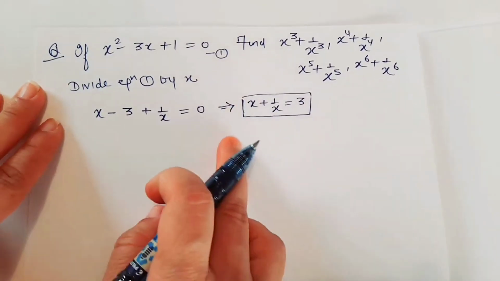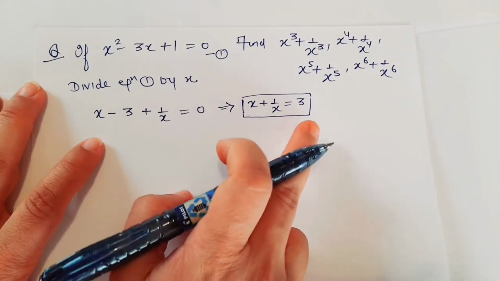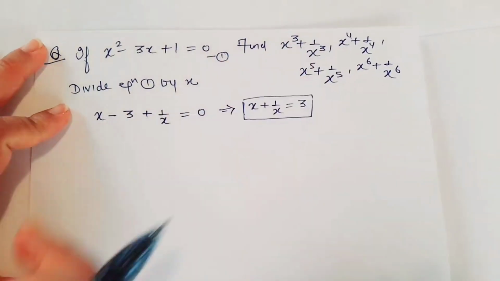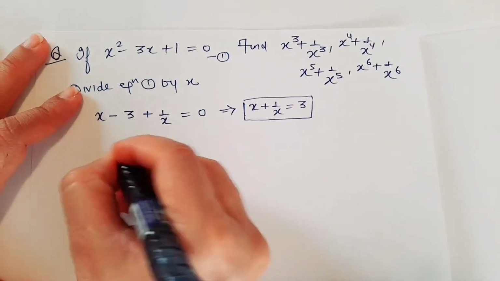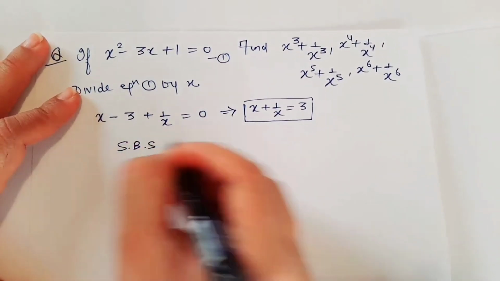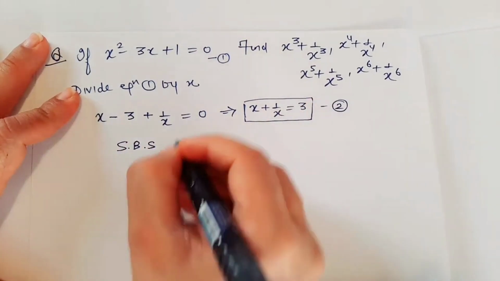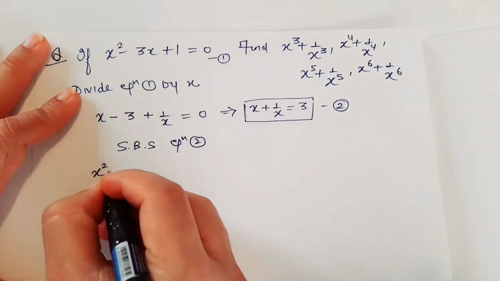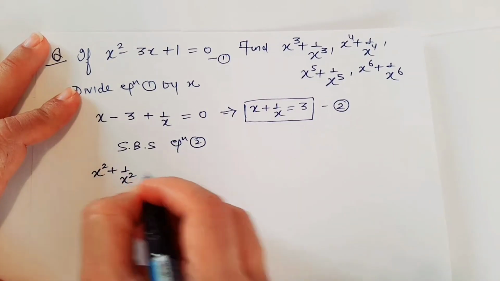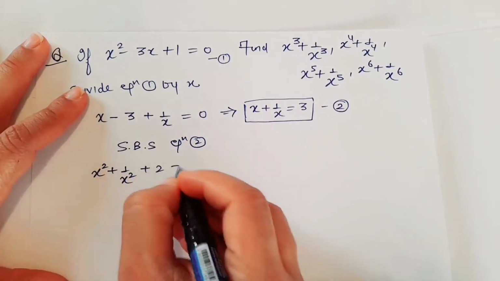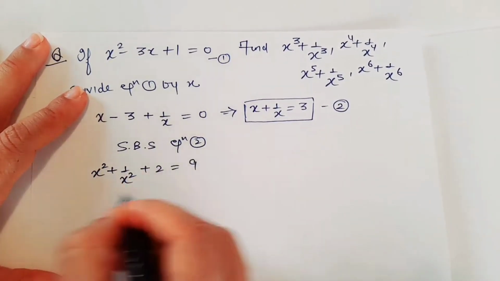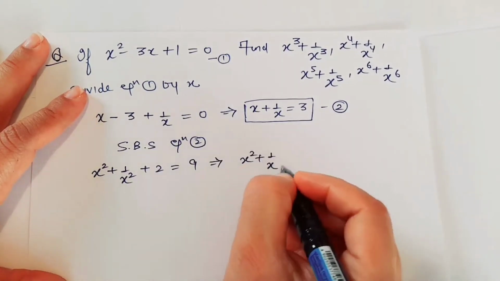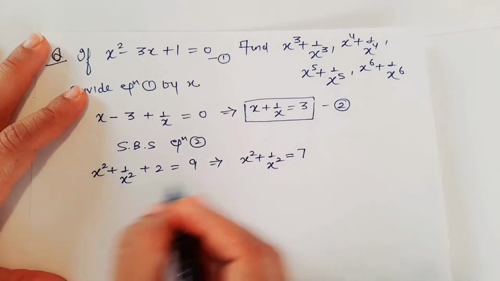Now we have x plus 1 by x equal to 3, and we need to find the value of these things. So if we square both sides in equation number 2, we will get x square plus 1 by x square plus 2 equal to 9, and this implies x square plus 1 by x square will be equal to 7.